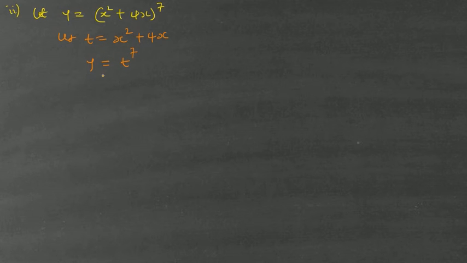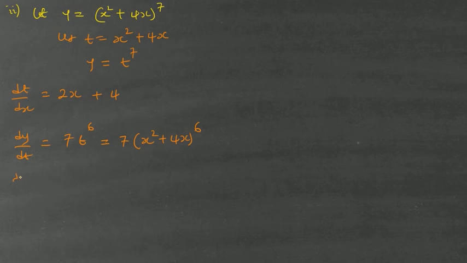From these two, the first one gives us dt/dx, which is equal to 2x plus 4, the 2 drops and we reduce it by 1. The other one gives us dy/dt, which is equal to 7 dropping down, t to power 7 minus 1, which is 6. Let's put back the x here: t is x squared plus 4x, to power 6.